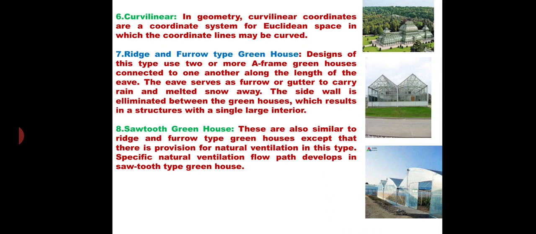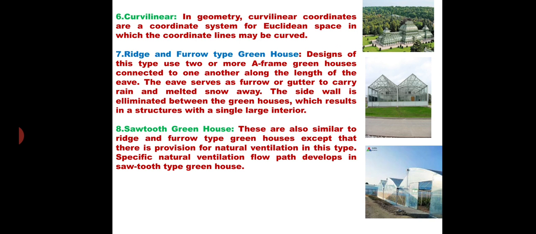Seventh one is ridge and furrow type of greenhouse. Designs of this type use 2 or more A-frame greenhouses connected to one another along the length of the eave. The eave serves as a furrow or gutter to carry rain and melted snow away. The side wall is eliminated between the greenhouses, which results in a structure with a single large interior.